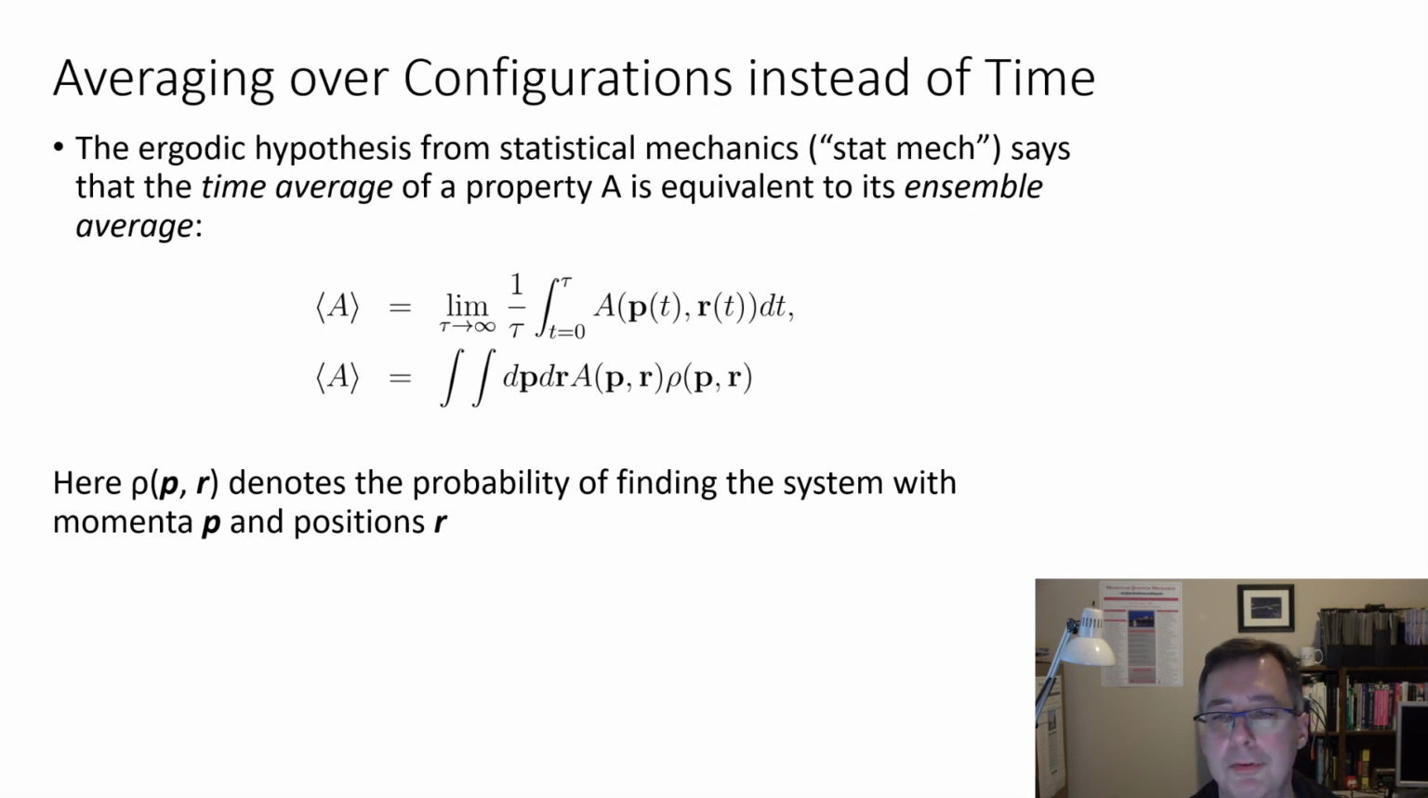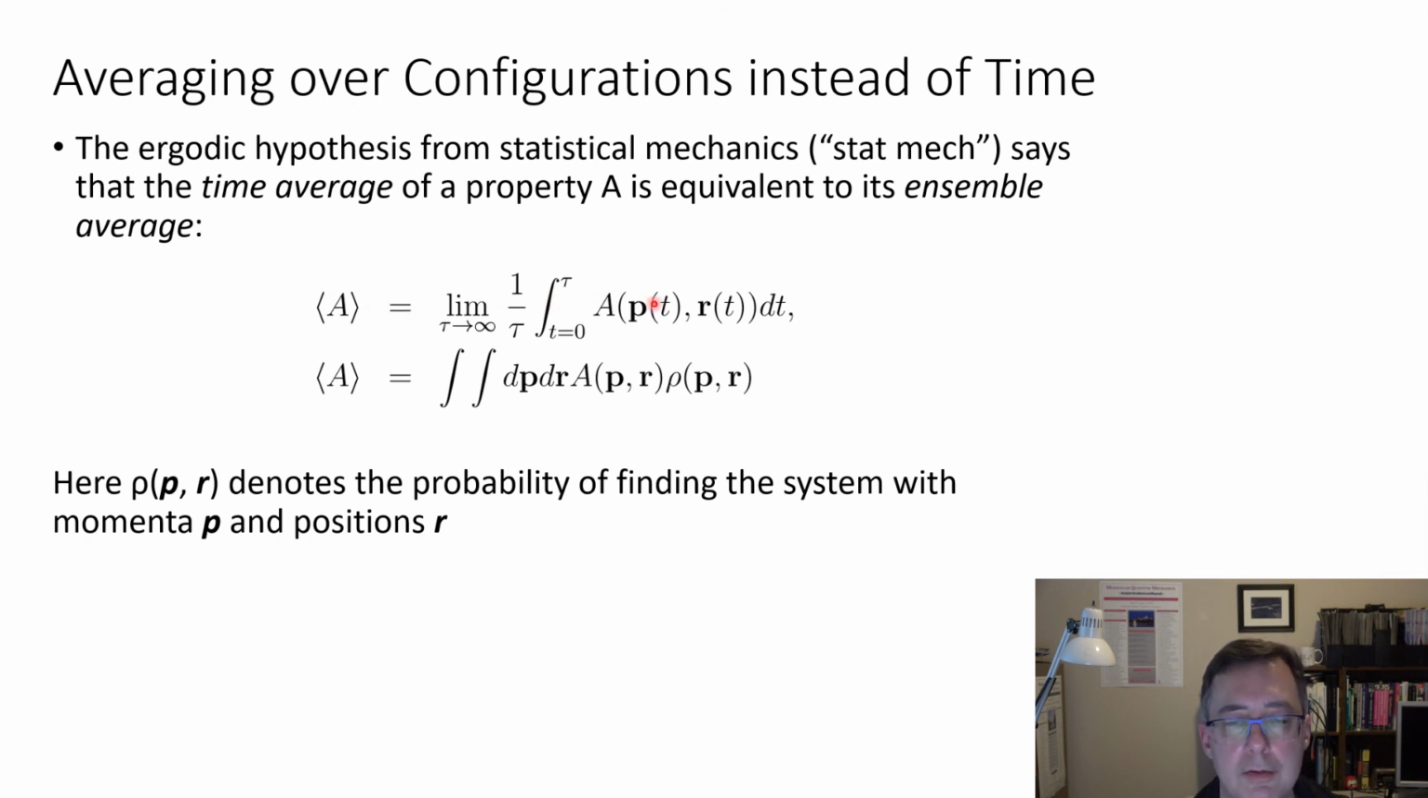Now, if you know a little stat mech, you might have heard of something called the ergodic hypothesis. That basically says that the time average of some property A is equivalent to its so-called ensemble average. I showed this equation before: here's the time average. If I know P and R and I can compute a property from those, then I do this at all these different times from the initial time to the end of the simulation, and in the limit of long simulations, that gives me the macroscopic property averaged.